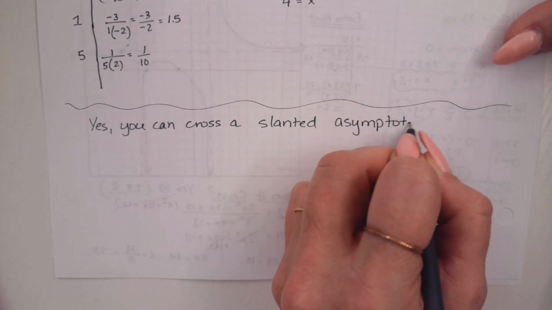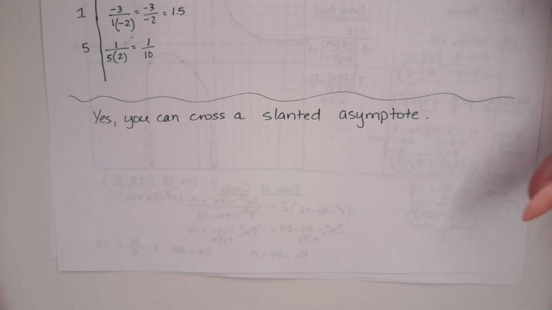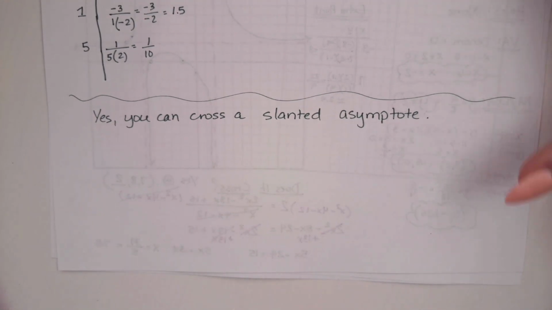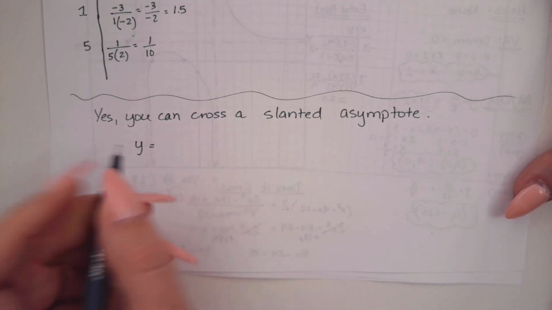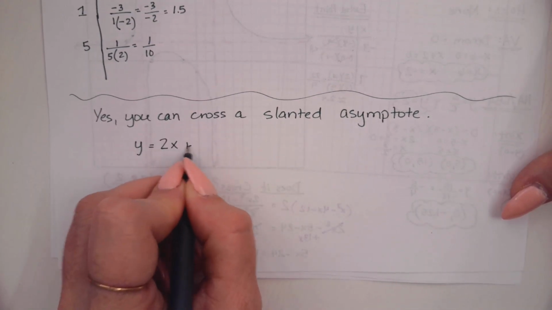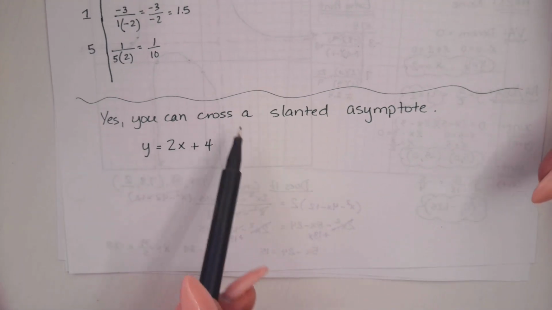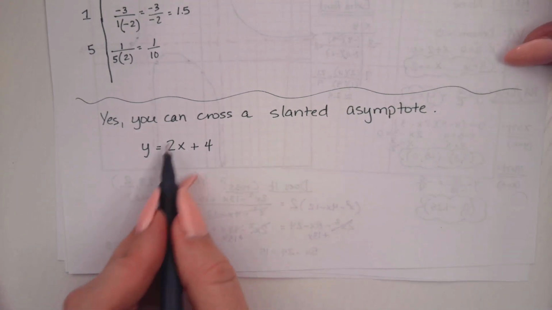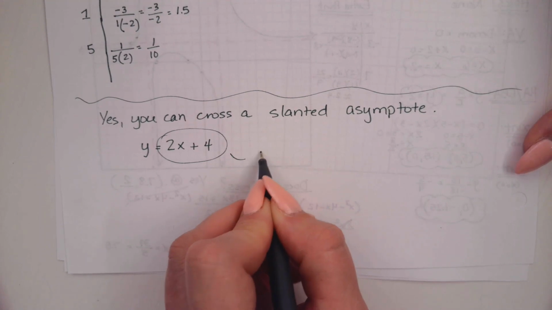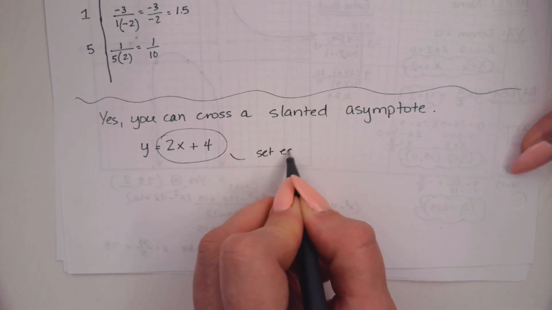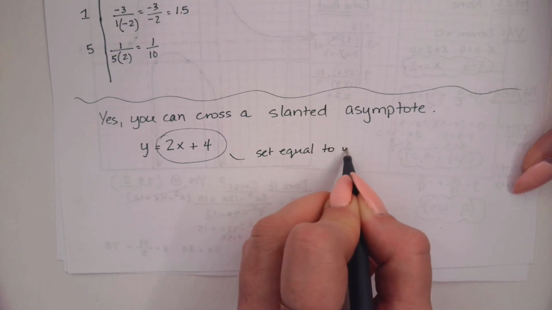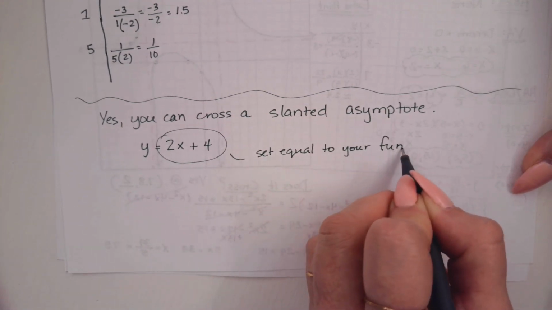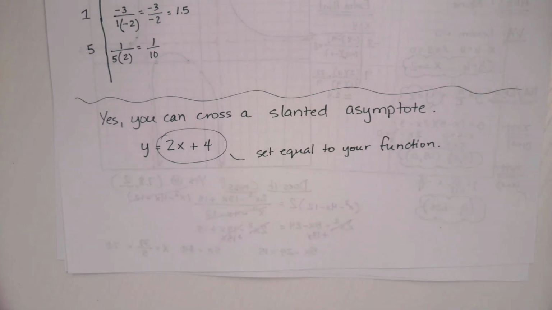Now, what do slanted asymptotes look like again? A linear equation. All right, tell me a linear equation. y equals 2x plus 4. Sounds great. So if you found out this is your slanted asymptote, how would you find where it crosses that slanted asymptote? You would need to take this and set it equal to your function, and then solve it for x. So just figure out if you get a solution or not.